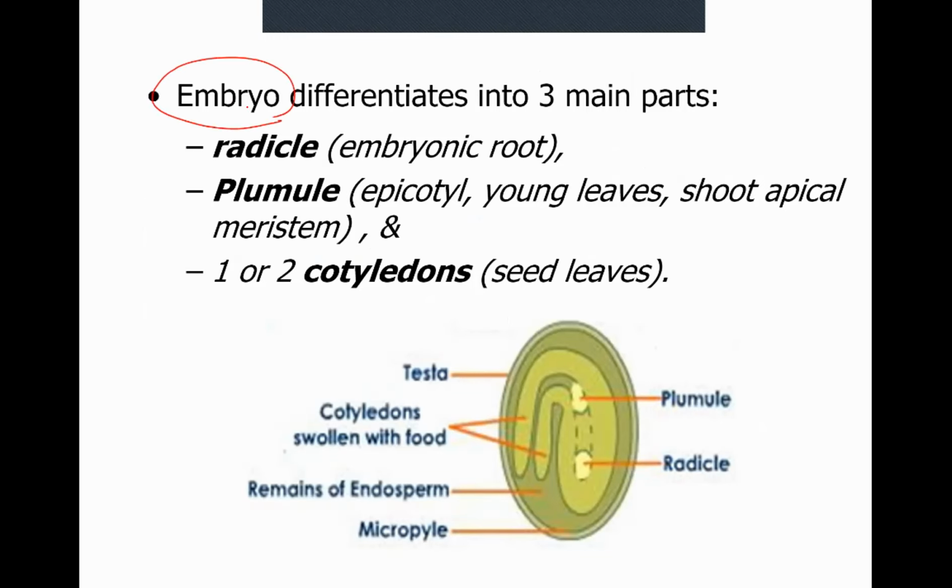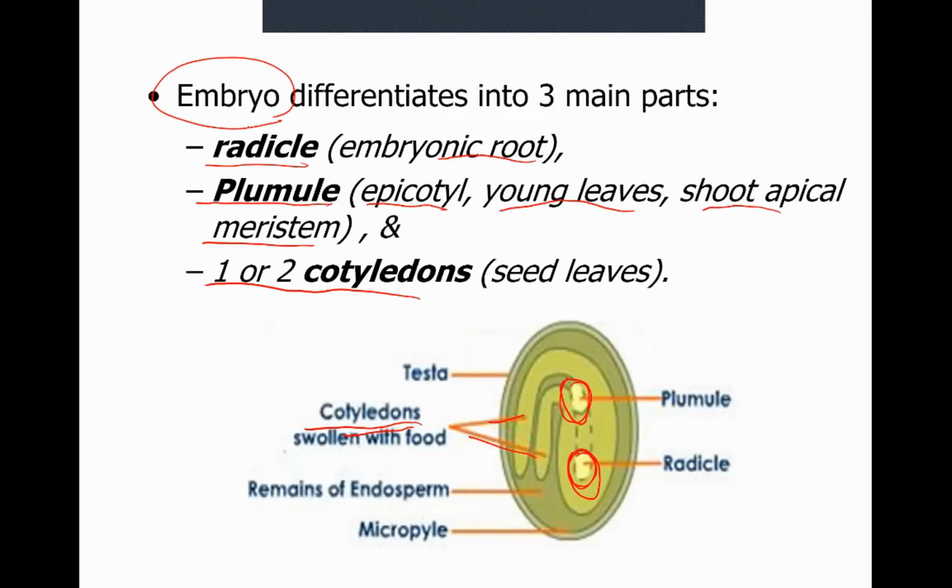Okay, the embryo is differentiated into 3 parts. Okay, embryo dibahagi kepada 3 bahagian. First, radicle. Okay, which one is radicle? Ni, this is radicle, which will develop into the embryonic root. Okay. Next is plumule. Which one is plumule? This is plumule. Right. Plumule consists of epicotyl. Okay. Tak ada kat sini, nanti boleh tunjuk kemudian. Epicotyl, young leaves, shoot, and apical meristem, and 1 to 2 cotyledons that will become the seed leaves. So this is cotyledon. Cotyledon ni jadi apa besok? Dia akan jadi the leaves, the seed leaves.